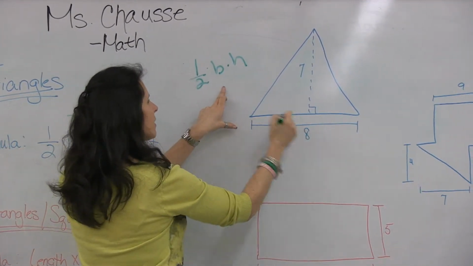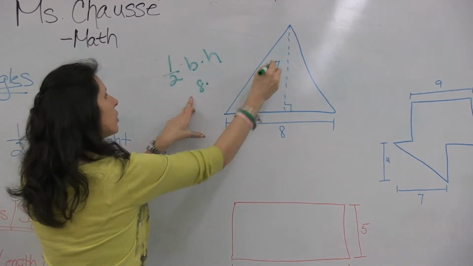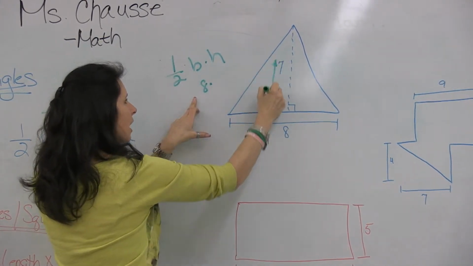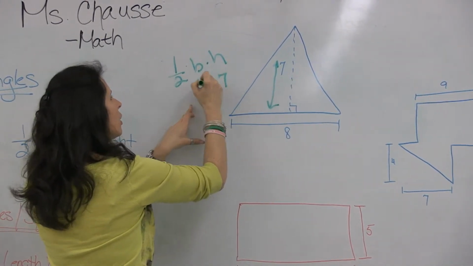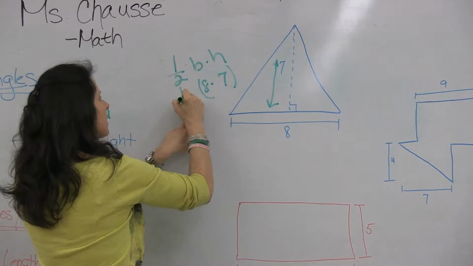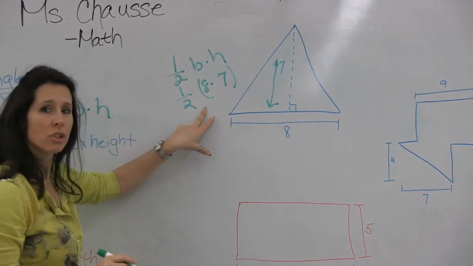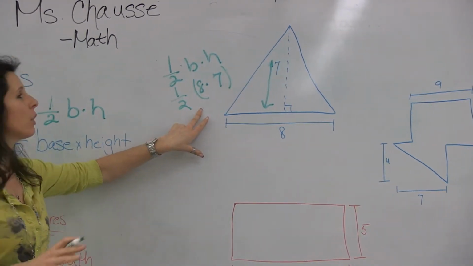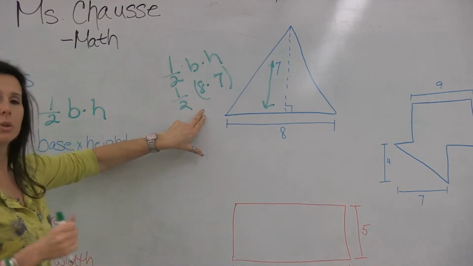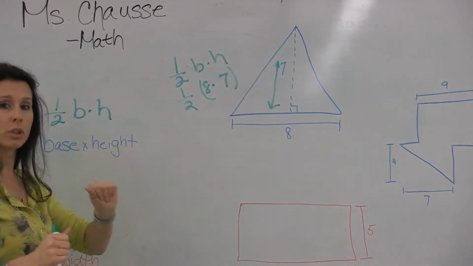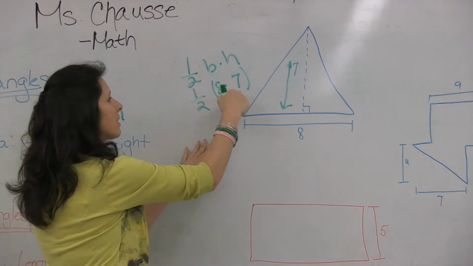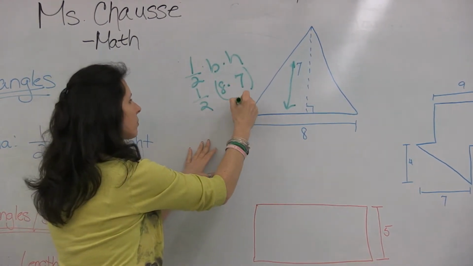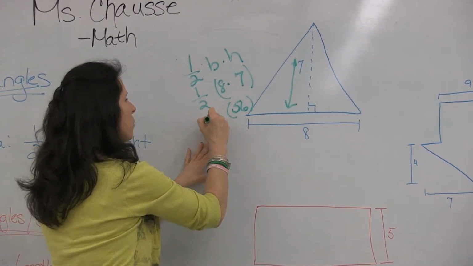We know that our base here is 8, and we know our height, which goes up and down across this way, is 7. So we're going to have to multiply this. And if you need to use a multiplication chart, that's fine. We have one that's up over there if you need it. You guys always remember, it's in the back of your notebooks. So 8 times 7 is 56. So we have 56 by 1/2.